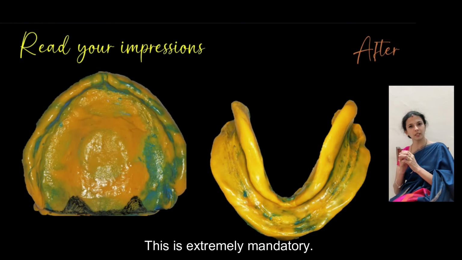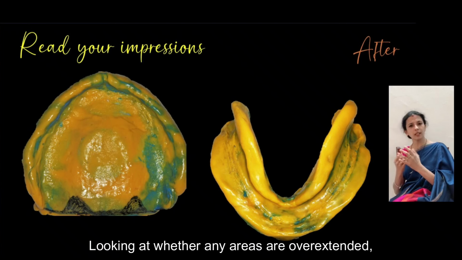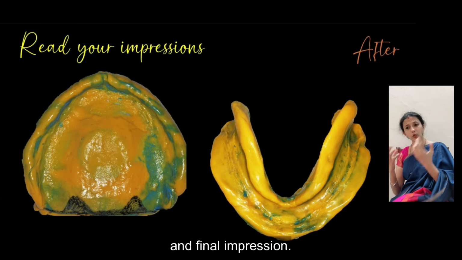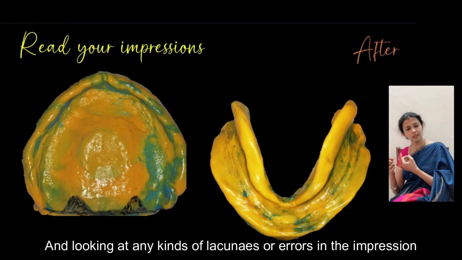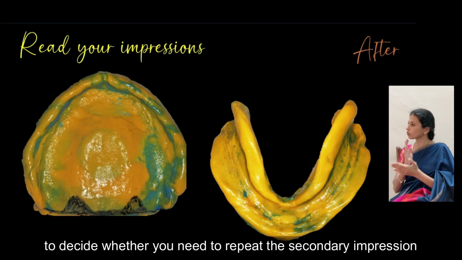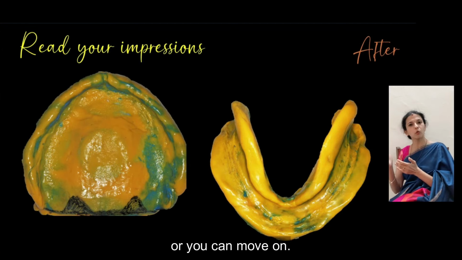This is extremely mandatory, looking at whether any areas are overextended, whether there are any underextensions in your border molding and the final impression, and looking at any kind of lacunae or errors in the impression is of utmost importance to decide whether you need to repeat the secondary impression or you can move on.